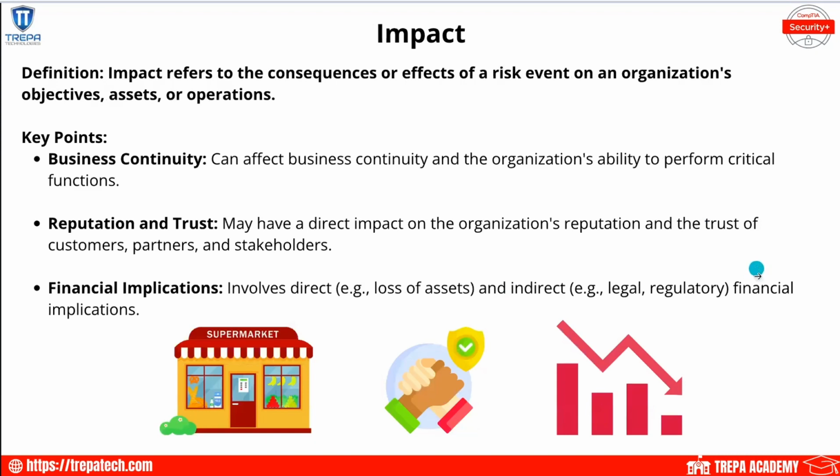All right, the impact. Impact refers to the consequences or effects of a risk event on an organization's objectives, assets, or operations. So the impact, kind of just in the term, right? How does this affect our business continuity? If this risk occurs, if it's realized, does it affect our reputation? Will it affect the trust with our customers, our B2B and B2C customers? Does this affect our trust with our stakeholders, our employees? How does this impact the organization?